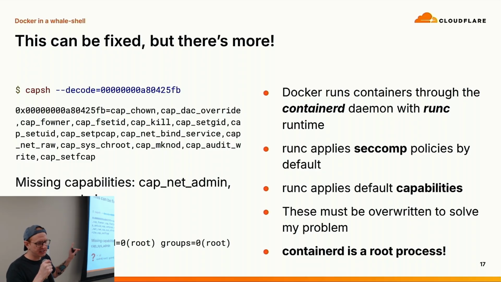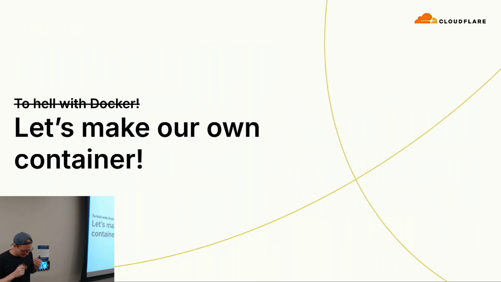But here's the kicker. runc applies seccomp policy by default. And also, it has default capabilities that it runs your containers with. So in my example prior, we can see that even though I have root, I'm effectively the root user, I actually don't have the root capabilities that I'd expect when I actually run this container. So these must be overwritten to solve my particular problem. But the interesting thing is that containerd is a root process. So we can kind of see that there is some security baked into Docker by default, right? More on that later. So to hell with Docker, let's make my own container.